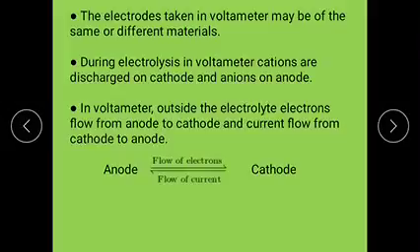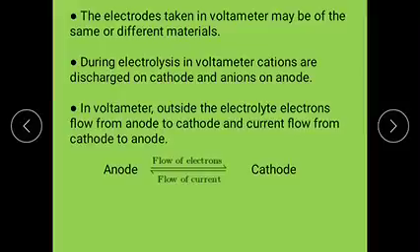During the electrolysis in a voltameter, cations are discharged on the cathode and anions on the anode. In a voltameter, outside the electrolyte, electrons flow from anode to cathode, but current flows from cathode to anode.